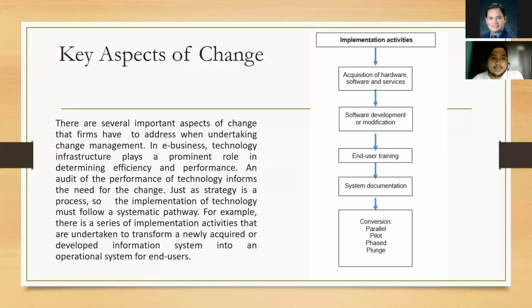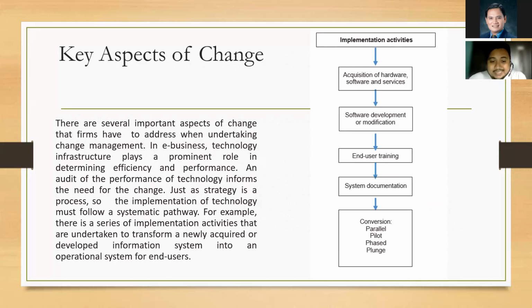So we have here, Naman, the key aspects of change. There are several important aspects of change that firms have to address when undertaking change management. So in e-business, technology infrastructure plays a prominent role in determining efficiency and performance. An audit of the performance of technology informs the need for the change. Just as strategy is a process, so the implementation of technology must follow a systematic pathway.